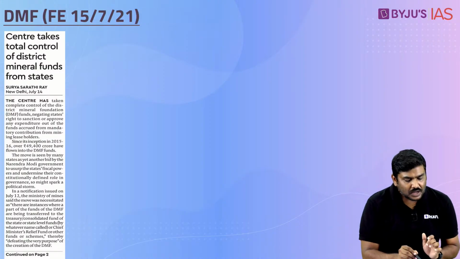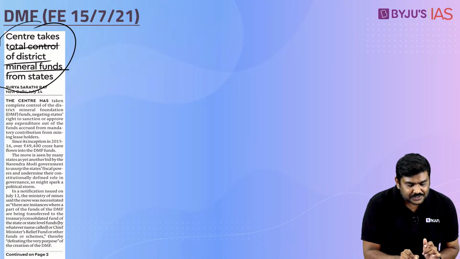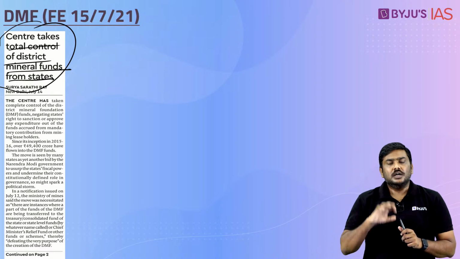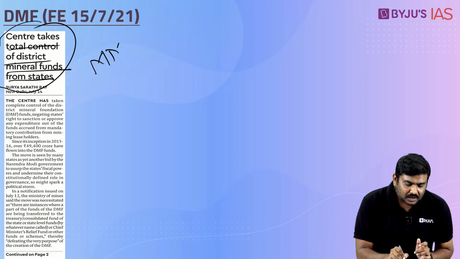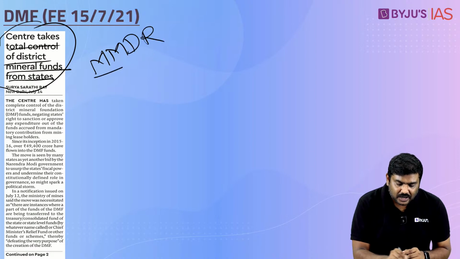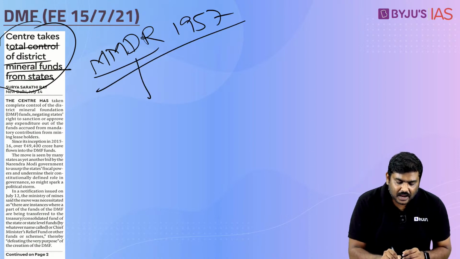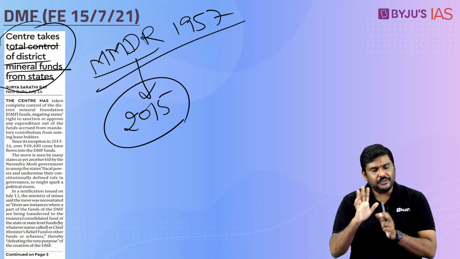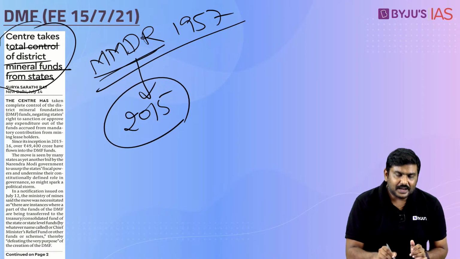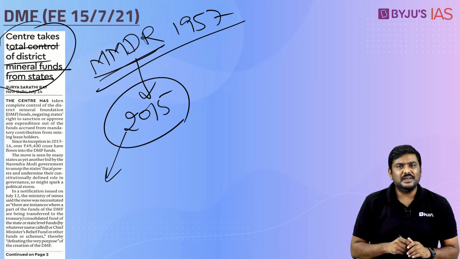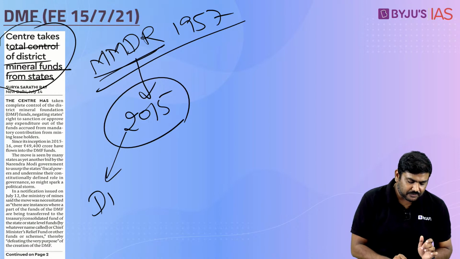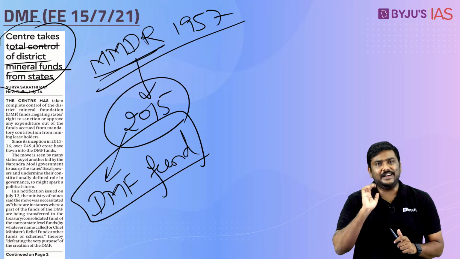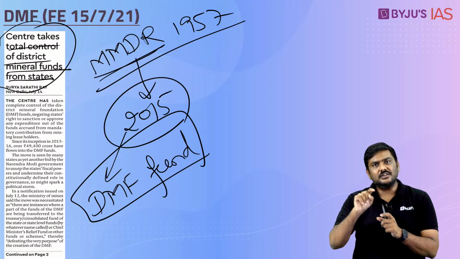The next article: central takes total control of district mineral funds from the states. Let's try and understand the basics first here. Government of India amended the Mines and Minerals Development and Regulation Act of 1957 in the year 2015. Is it okay? MMDR Amendment Act of 2015. Under this MMDR Amendment Act of 2015, central government introduced the concept of a DMF, that is a District Mineral Foundation Fund. Is it okay? District Mineral Foundation Fund.